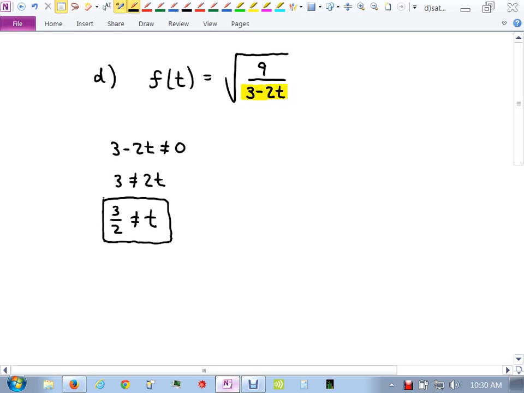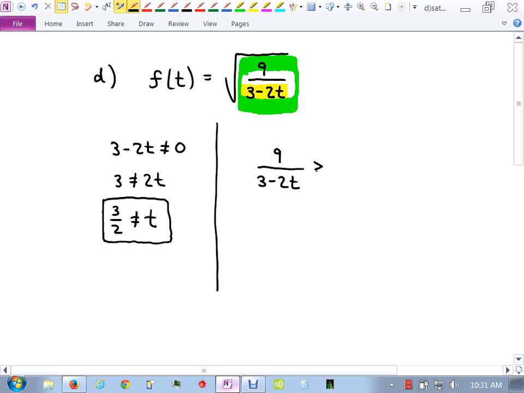But that's not the only issue I have, is it? I have a square root, don't I? So I need to look at something else here. What I need to make sure with the square root is that the entire radicand, everything in there, has to be what? 9 over 3 minus 2t must turn out to be greater than or equal to 0. Do y'all agree with that? That has to be greater than or equal to 0.